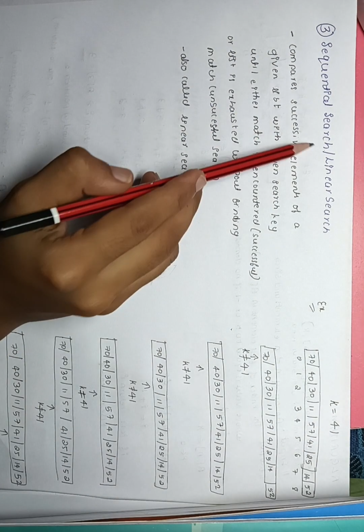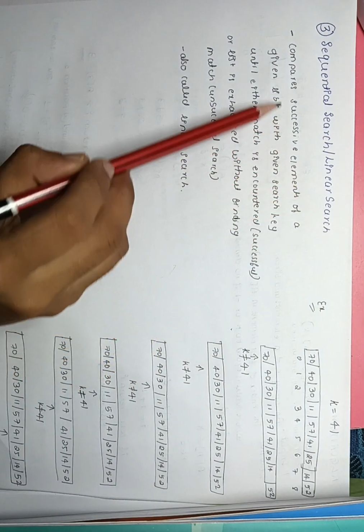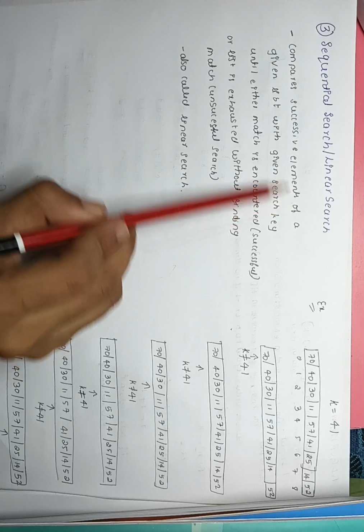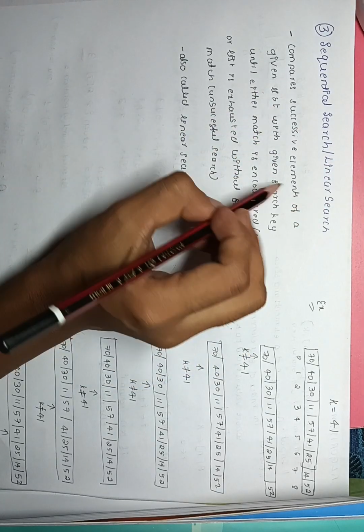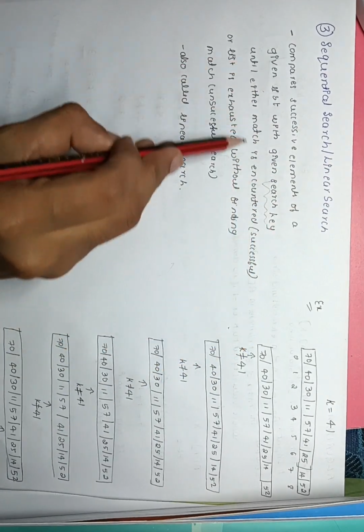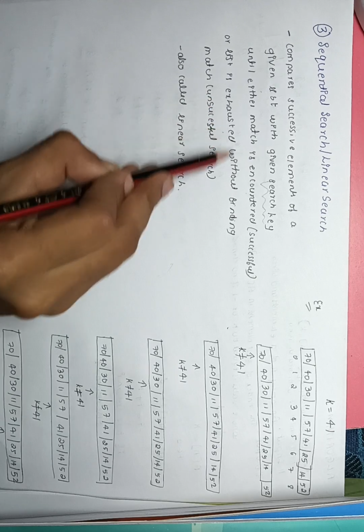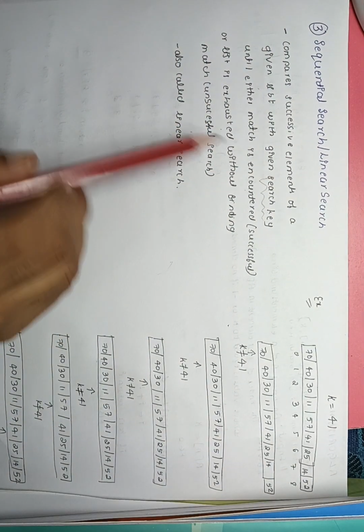The third approach is sequential search, or linear search. Here it compares the successive elements of a given list with the given search key. We continue until either a match is encountered or the list is exhausted without finding a match, that is, an unsuccessful search. This is also called linear search.